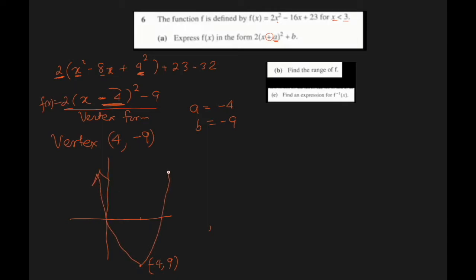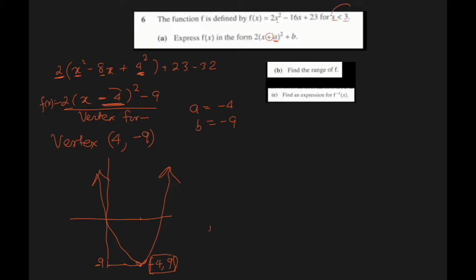So it will be somewhat like this. I'm just drawing it, okay? It may not be exactly like this. But I'm interested in vertex. That's how it will look like. Alright. Now we have to write the range. Range could have been that the lowest value of y is negative 9. Range is about y value, correct? And negative 9 is the lowest value. But there is a problem.